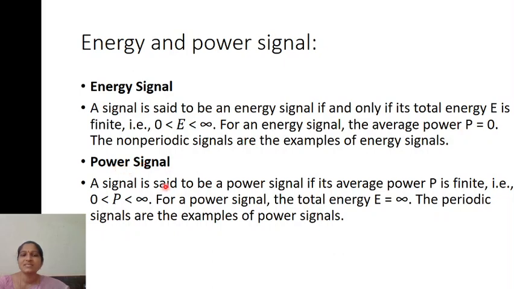And power signals are signals where the average power is finite. For an energy signal, the total energy is finite, whereas here the average power is finite. And here the total energy is equal to infinite. For an energy signal, the average power P equals 0. The examples of power signals are the periodic signals. Okay, these are energy and power signals.